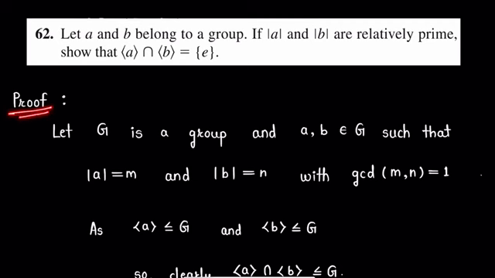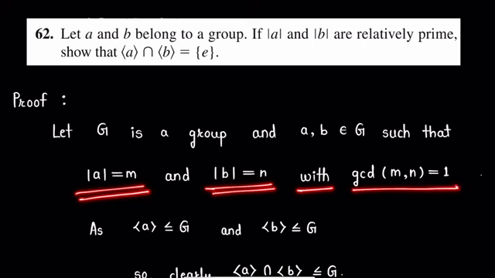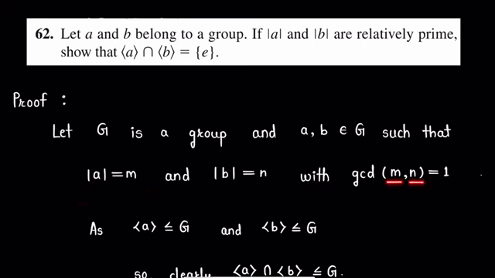We will start our proof. Let G be a group, and a and b be elements of group G such that the order of a is m and the order of b is n, with gcd of m and n equal to 1. That is, m and n are the orders of elements a and b respectively, and these numbers are relatively prime.